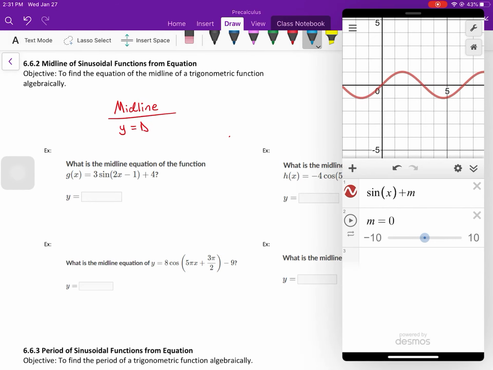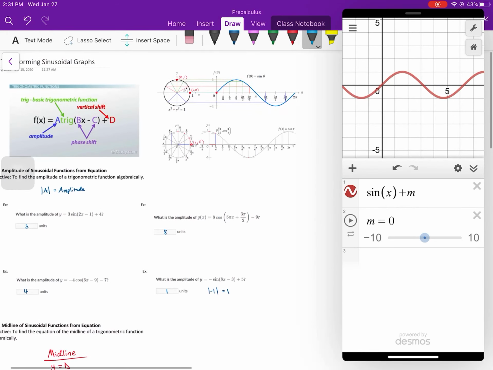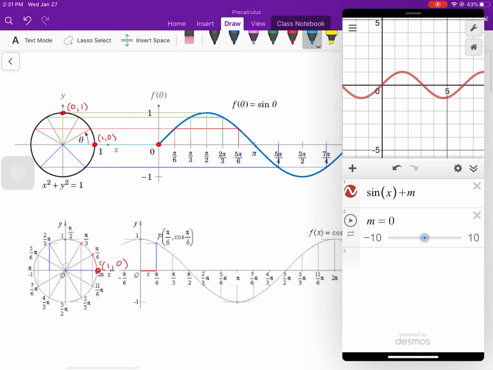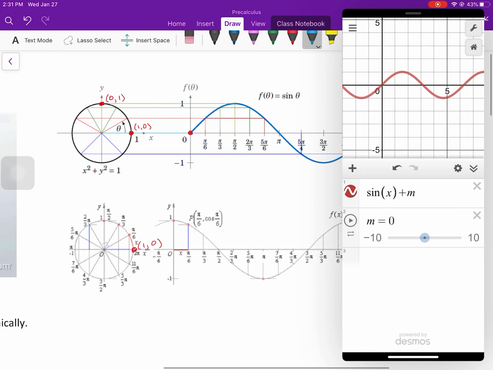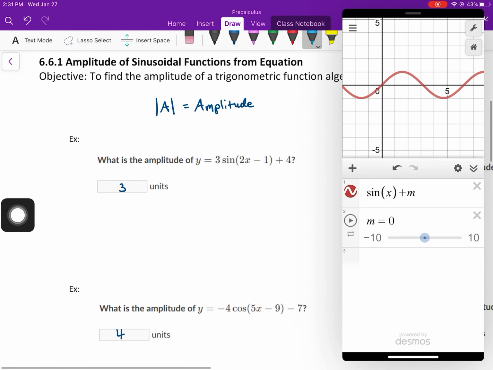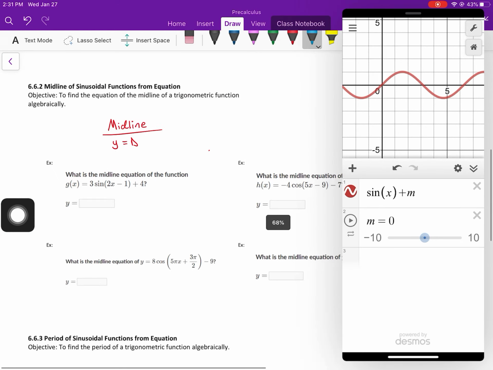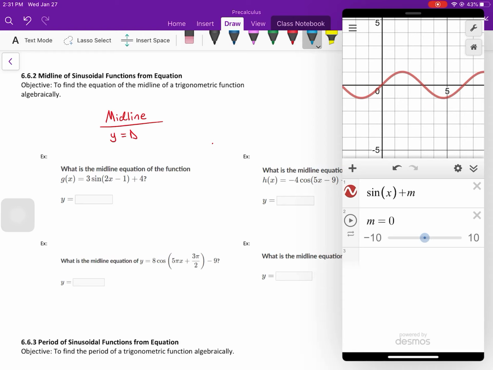In this video, we're going to talk about the midline. If you're wondering how the graph is assigned, where it comes from, look at the last video, where we looked at how the unit circle gets mapped onto the graph. I briefly mentioned it, but the midline is another really simple one to look at.